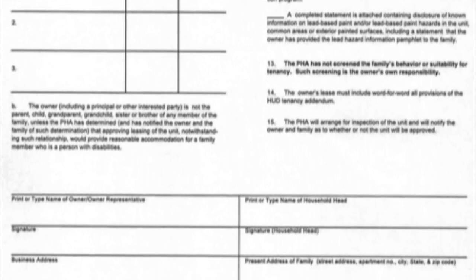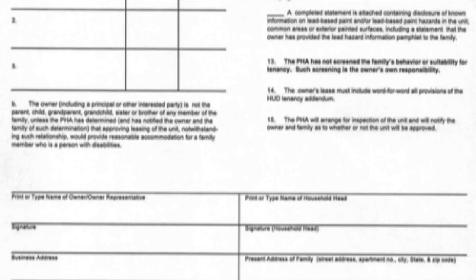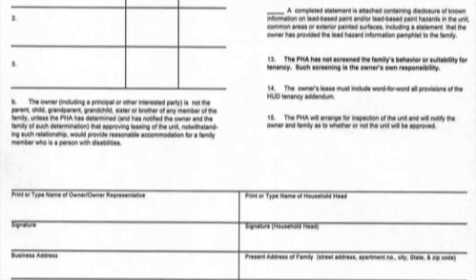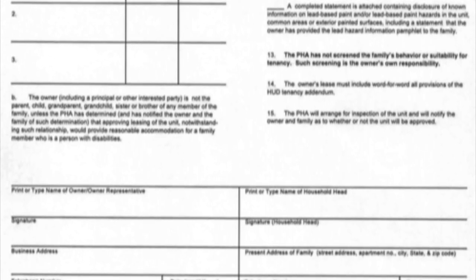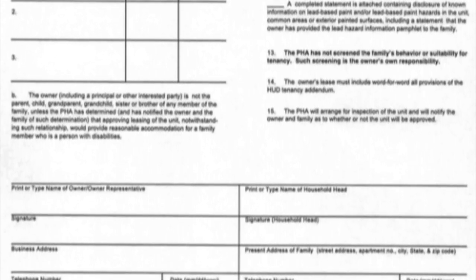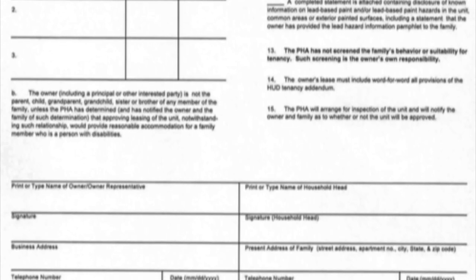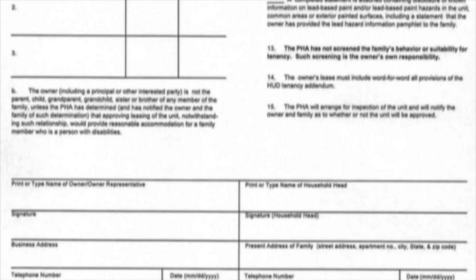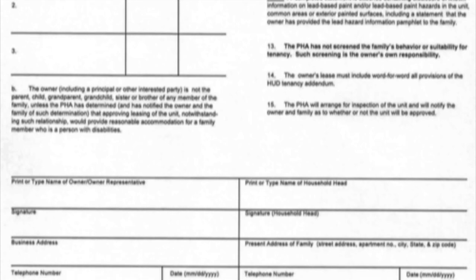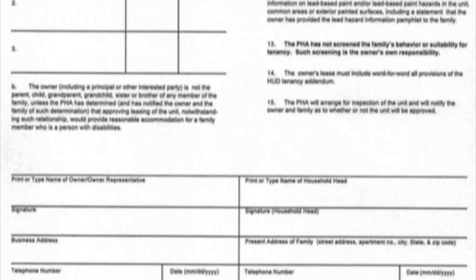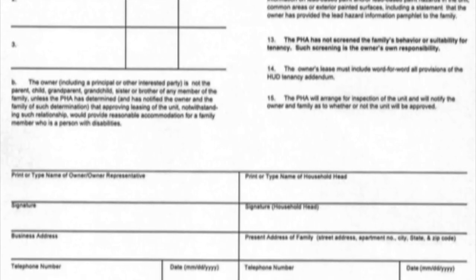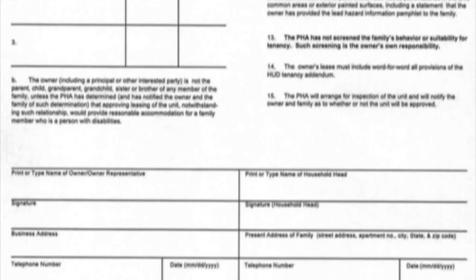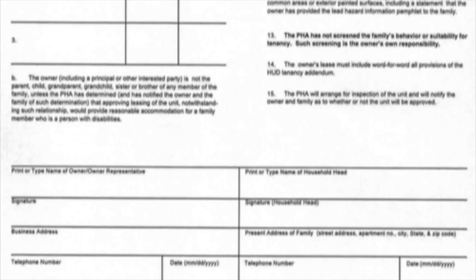13. The PHA has not screened the family's behavior or suitability for tenancy. Such screening is the owner's own responsibility. 14. The owner's lease must include word for word all provisions of the HUD tenancy addendum. 15. The PHA will arrange for inspection of the unit and will notify the owner and family as to whether or not the unit will be approved.